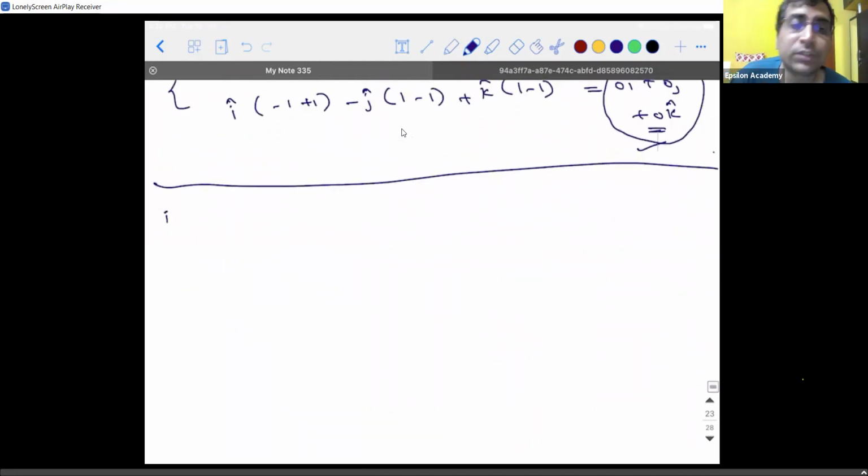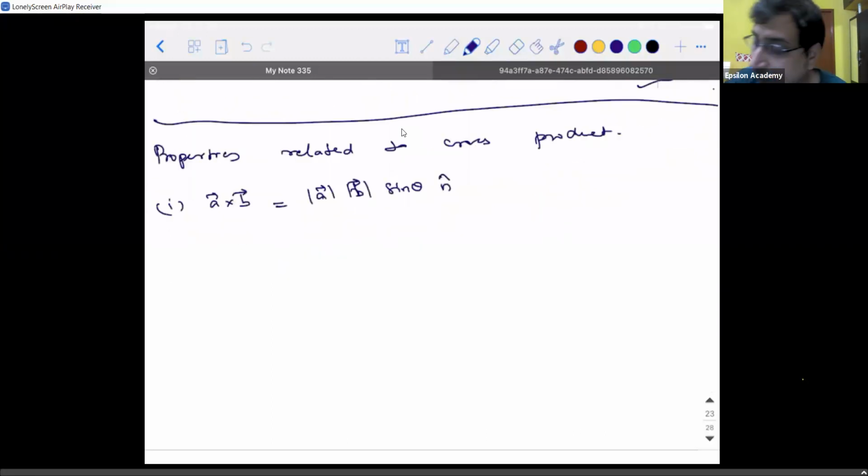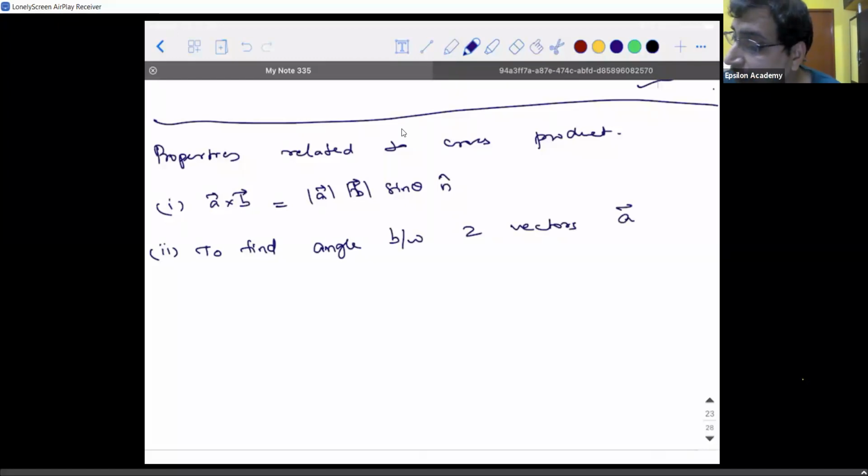So I just want to give some properties related to cross product. First thing, A vector cross B vector is magnitude of A vector into magnitude of B vector into sine theta multiplied with an n cap. Okay, sine theta multiplied with n cap. Secondly, to find the angle between two vectors, A vector and B vector, you can use this formula.